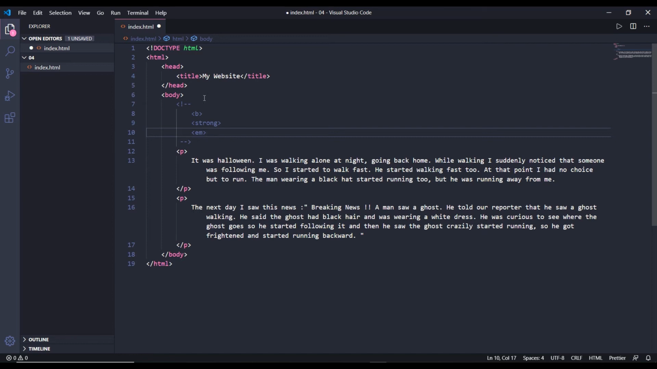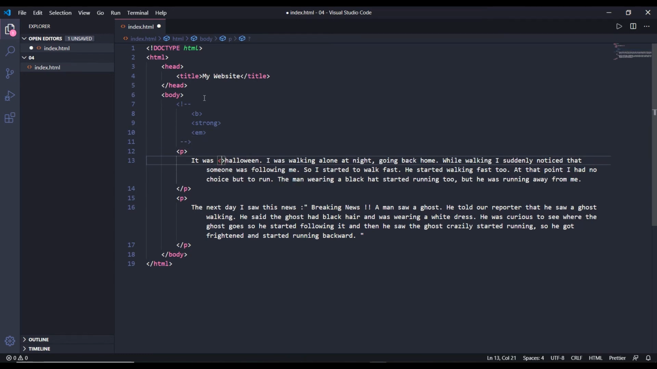It was Halloween. It's up to you which words you want to make bold. For example, here I want to make the word Halloween bold, so that the viewers or the readers, when reading, understand that oh, it was Halloween, so they remember this time. And then I was walking alone at night, going back home. While walking, I suddenly noticed that someone was following me. So I started walking fast. He started walking fast too. At that point, I had no choice but to run.